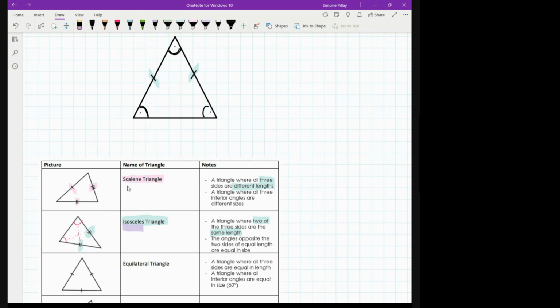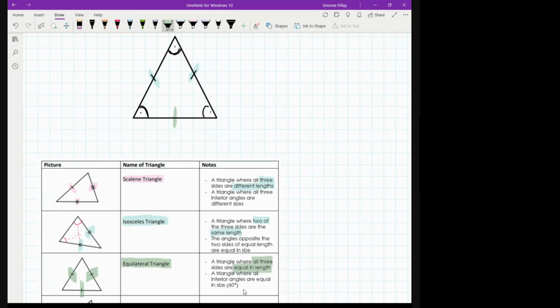Cool. Good question. And then we have our last triangle based on lengths over here. And this is where all of our sides are equal, which is basically the triangle I have up here. And this is what we call an equilateral triangle, basically what Uma has told us in the chat earlier. And this is where all three sides are equal in length.